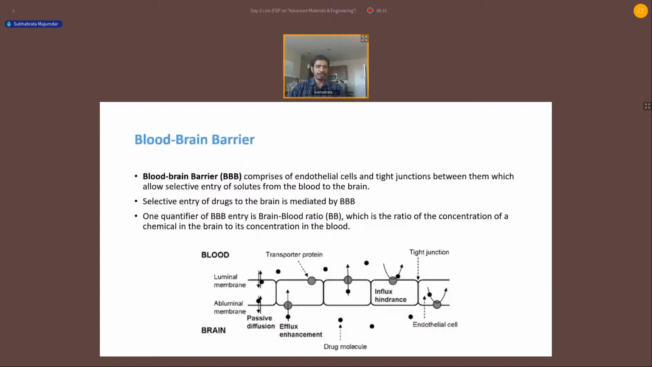And one way to measure this is brain-blood ratio, which we will be using as our activity variable, which is the ratio of the concentration of the chemical in brain versus the concentration in blood. So if the brain-blood ratio is higher, you can see that, okay, this compound crosses the blood-brain barrier. If it's very low, you say that, okay, it doesn't.